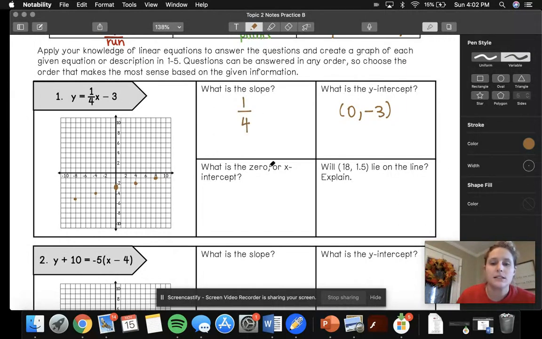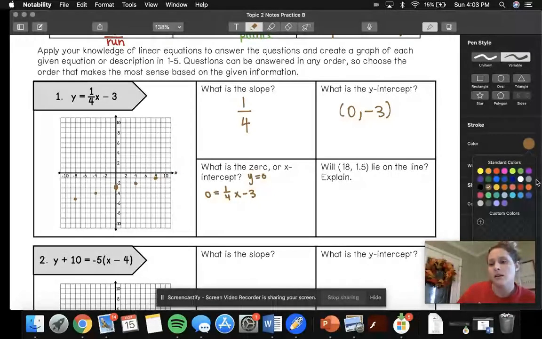What is the 0 or the x-intercept? We could just keep going and see. It looks like it's probably 12. But I'm going to find out mathematically. It says, what is the x-intercept? That's asking me, when does y equal 0? So I'm going to plug that into my equation.